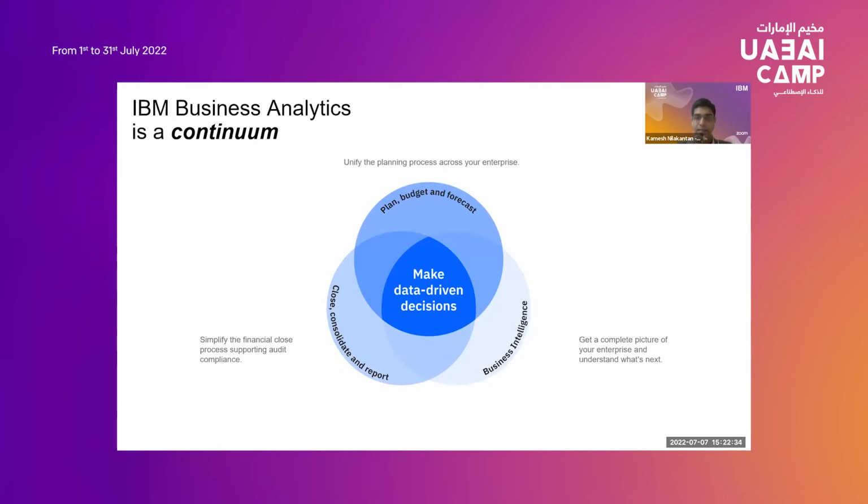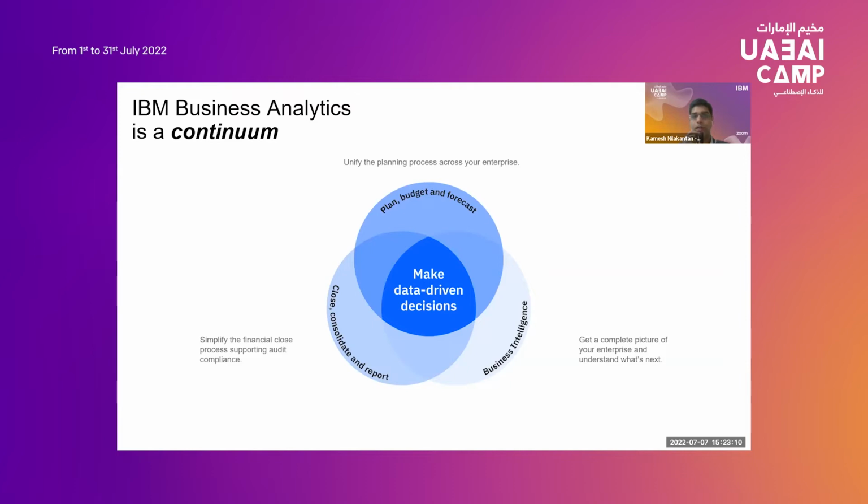Now, there are three main pillars that we refer to at IBM when we talk about business analytics. The first one is the ability to plan, budget, and forecast. This is central to everything, if you need to have proper centralized planning, budgeting, and forecasting in place. The second is how you can understand the business health overall, and that's where business intelligence comes into the picture. And the last part is financial consolidation, which is about how financial statements can be closed in compliance with all of the audit requirements and the necessary reporting can be performed.